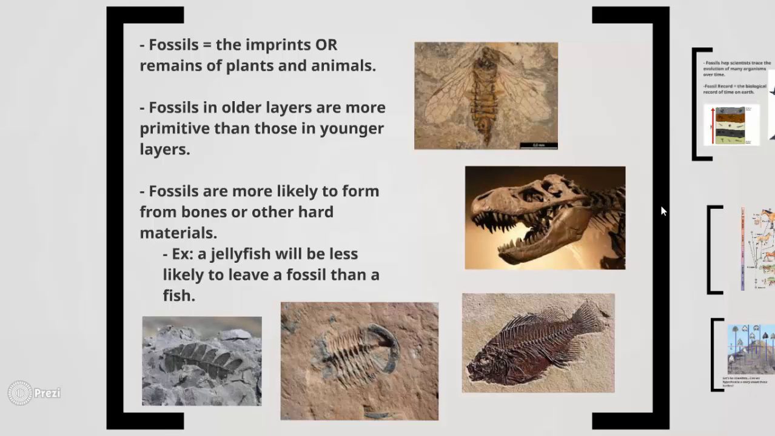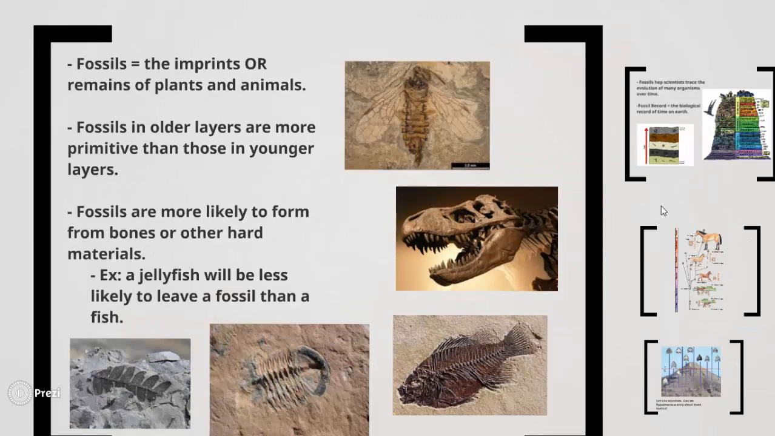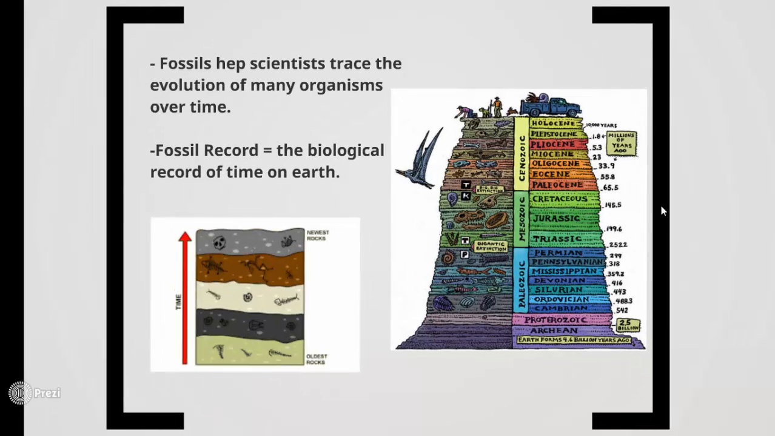Fossils are the imprints or remains of plants or animals. Fossils in older layers are more primitive than those in younger layers. Fossils are more likely to form from bones or other hard materials. That means that we're less likely to have a jellyfish fossil than a fish fossil, because jellyfish have no bones and fish do have bones. Fossils help scientists trace the evolution of many organisms over time, and the fossil record is the biological record of time on Earth. The oldest rocks have the oldest fossils, the youngest rocks have the youngest fossils.